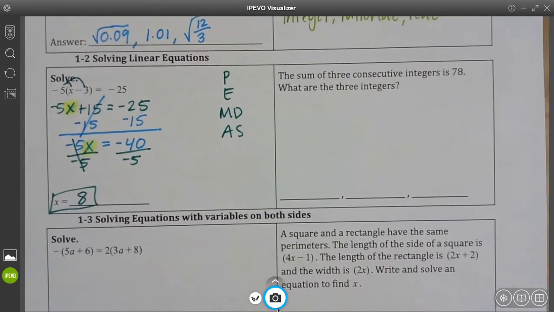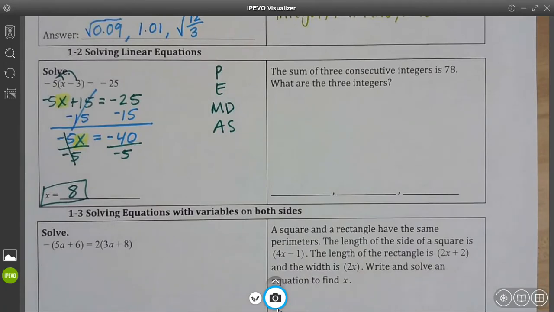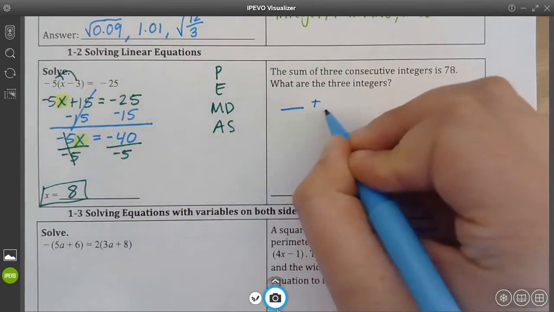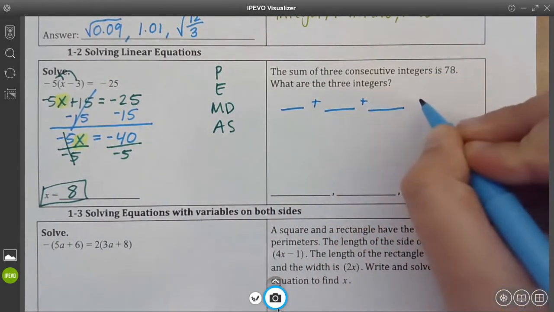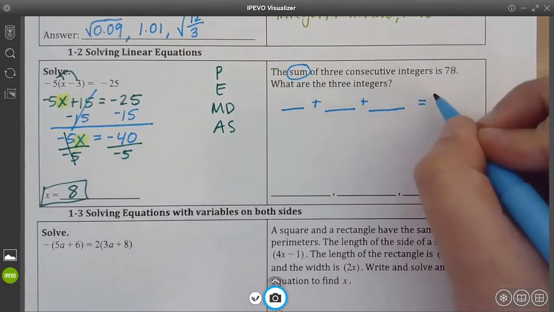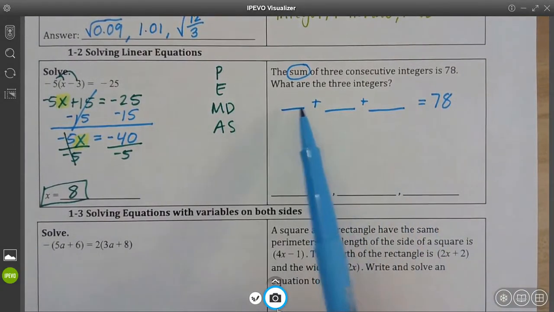The next one is the same type of problem. We're still going to solve a linear equation. However, we need to come up with that equation on our own. So this one tells me the sum of 3 consecutive integers is 78. So I'm taking 3 things, 1, 2, 3. The sum of them means I'm adding them together, and the total is 78. So I need to figure out what these 3 numbers are.